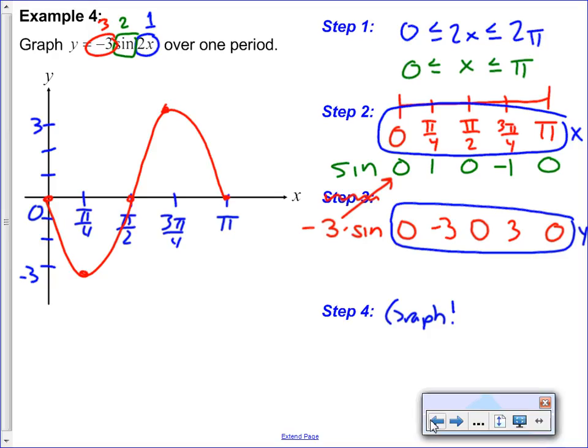I got the table again. You can ignore that if you want. You could do the work at the bottom. It doesn't really matter.